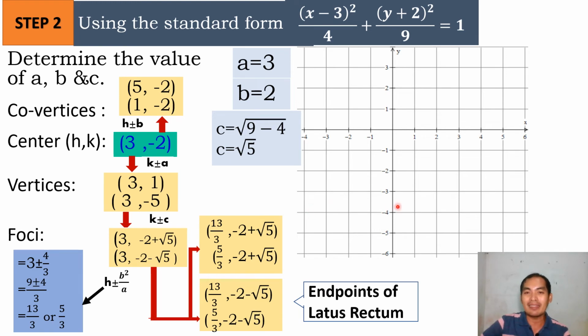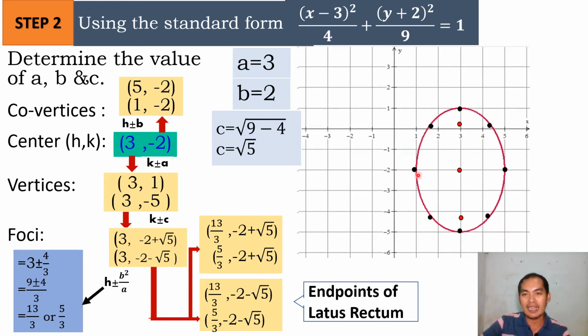Next is plot the center on the Cartesian coordinate plane. We have 3, negative 2. And the vertices, we have 3, 1, and 3, negative 5. We have the co-vertices, 5, negative 2, and 1, negative 2. Then the foci, we have 2. And the endpoints of the latus rectum, we have also 2. So there are 4. Then connect all with black dots to form an ellipse. So that's the ellipse of the given equation.